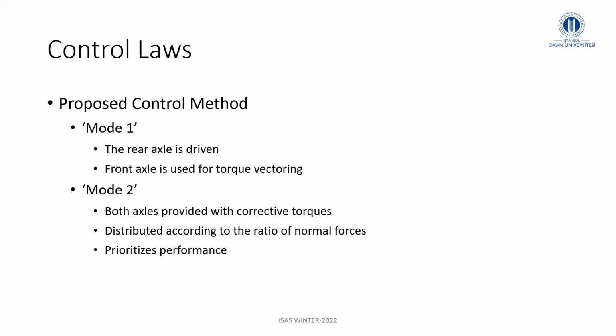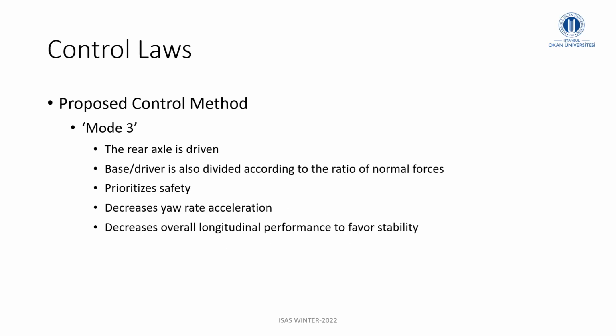This increases the overall performance, as both axles are now involved in the generation of the desired moment. In mode 3, only the rear axle is driven, but this base driver torque is also divided according to the ratio of normal forces. This prioritizes safety, as the base driver torque is also divided. Longitudinal performance also decreases, but in turn, this increases the lateral performance.